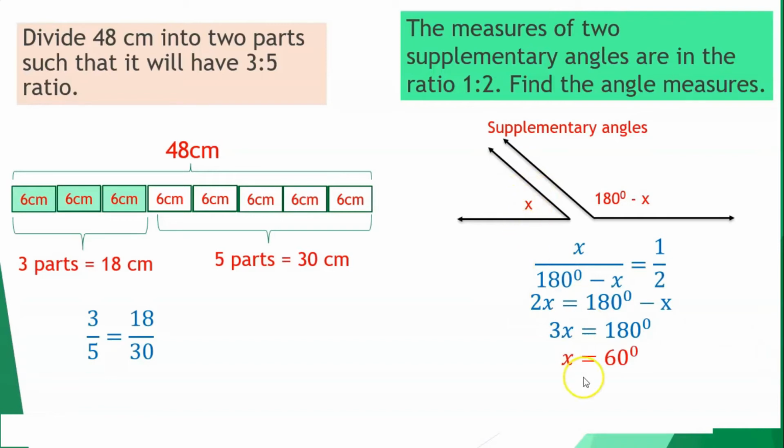So one angle here is 60. And to get the measure of the second angle, that would be 180 degrees minus 60, or 120 degrees. So our ratio here is 1/2 is equal to 60 over 120 degrees.